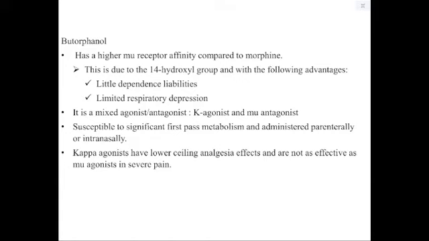And because it has higher mu receptor affinity than morphine, of course, it is binding the mu receptors for antagonist activity, not for agonist activity. So you can see the change in receptors. When it binds a mu receptor, it binds as an antagonist. It binds a K receptor as an agonist.